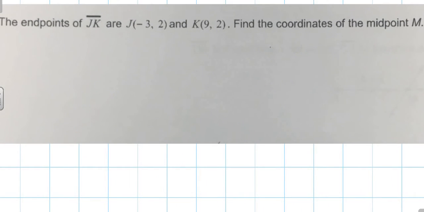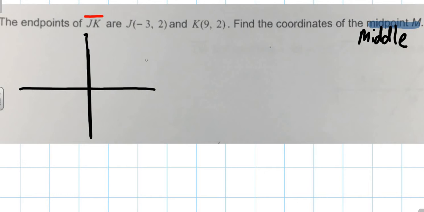says the endpoints of a segment, JK, are J at negative 3, 2, and K at 9, comma 2. Find the coordinates of the midpoint M. Midpoint means middle. So we're going to start by drawing ourselves a very simple graph. If you have graph paper, this is a little easier. We're just going to estimate the positions just so you can see about where they are.